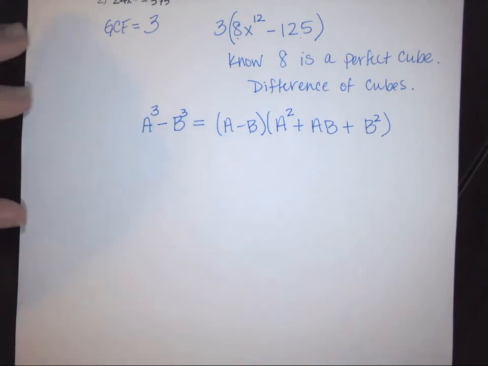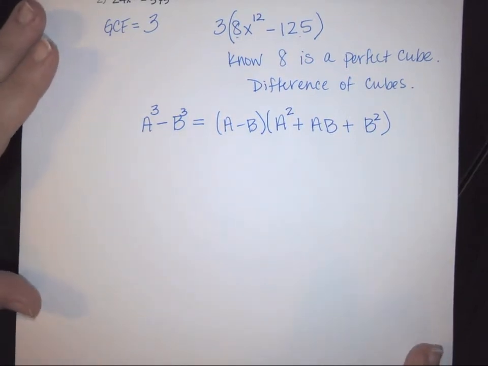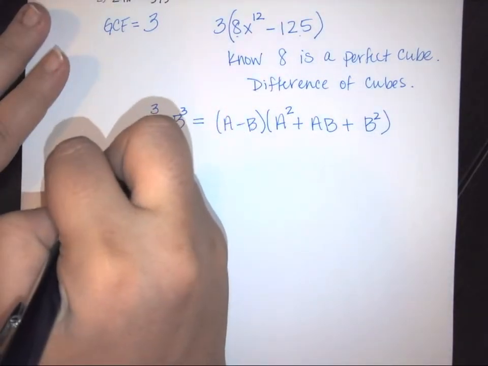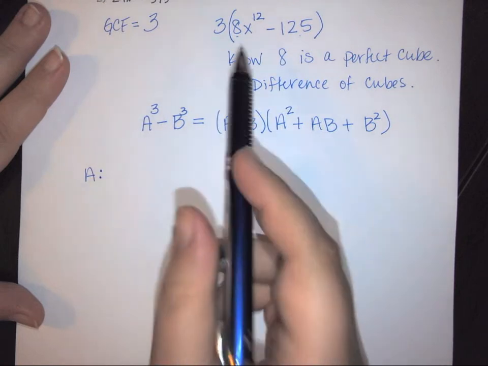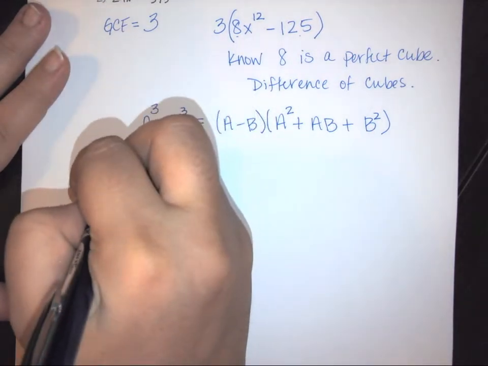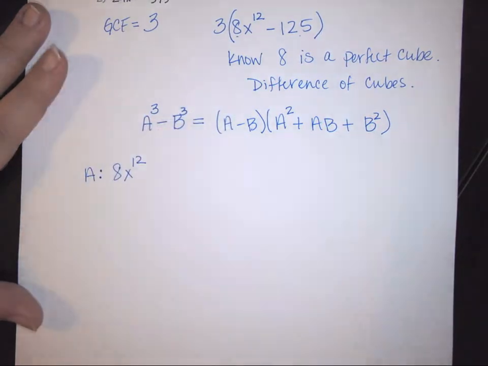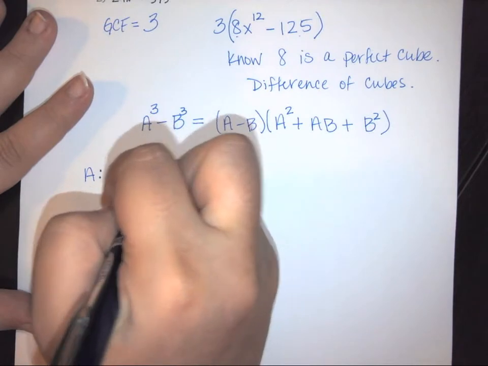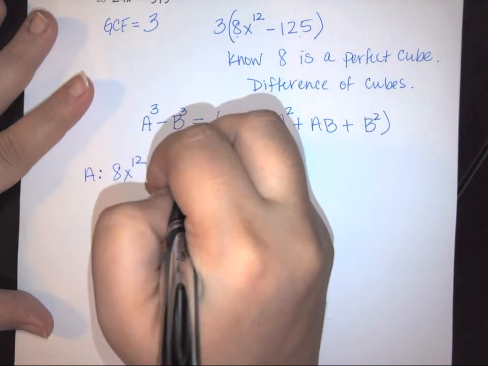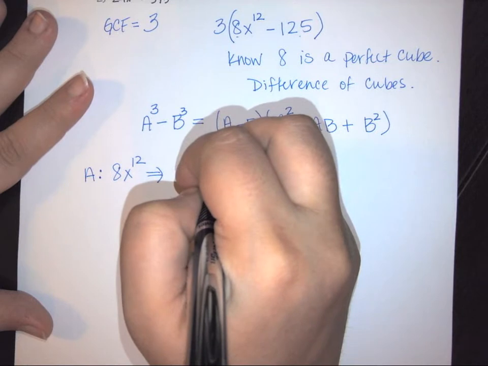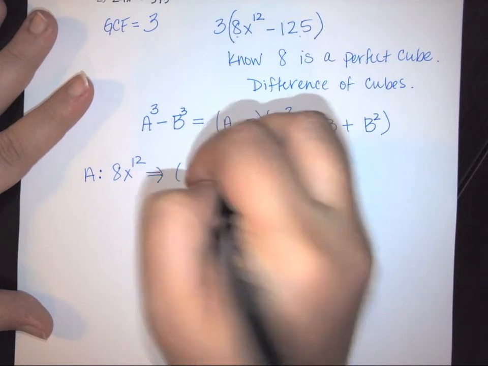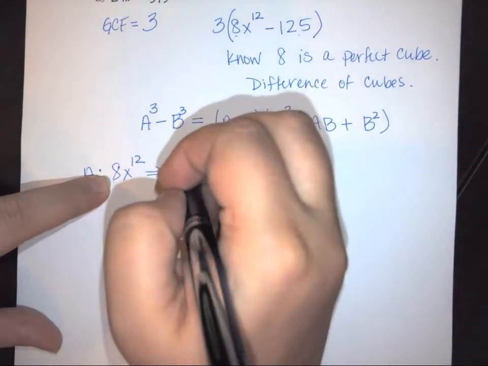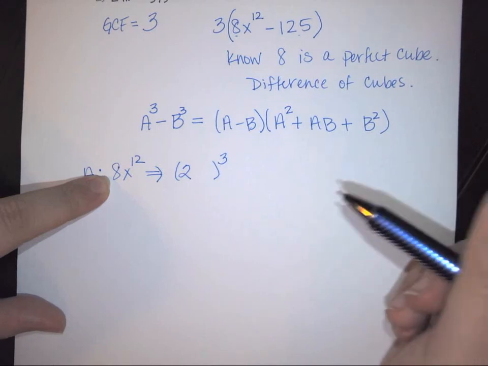So to do this problem is very simple. I have to be able to identify A and B. So let's go ahead and look at that. First, let's see if we can identify what A should be. A is the first term, so it means we are looking at 8x to the 12th. So I have to be able to turn this into something that is cubed. Well, I already know that 8 was a perfect cube, and so that would reduce to being 2. 2 cubed is 8.